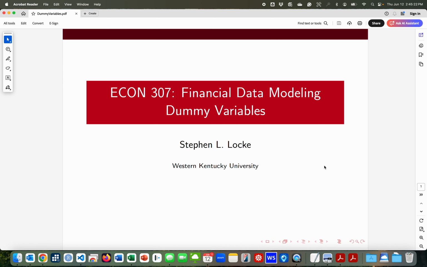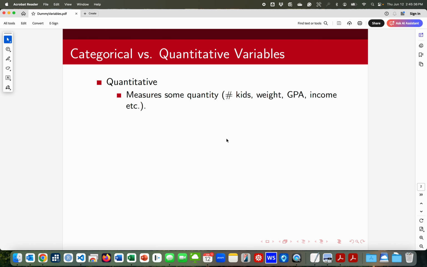So this section will revisit the idea of dummy variables. We'll go into a little bit more detail, and I'll also show you how you can convert qualitative variables to dummy variables in Excel. So we've talked about two different variable types, categorical versus quantitative.